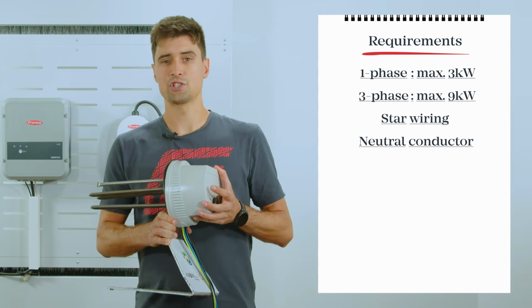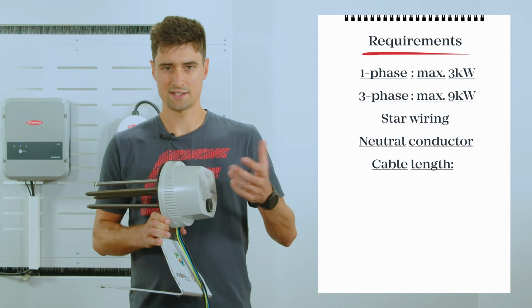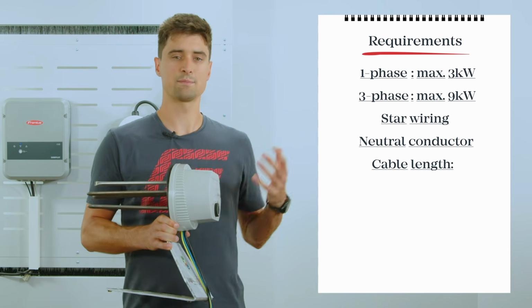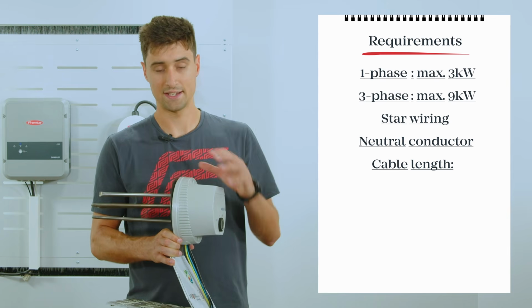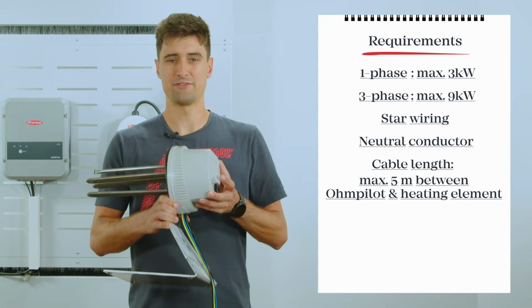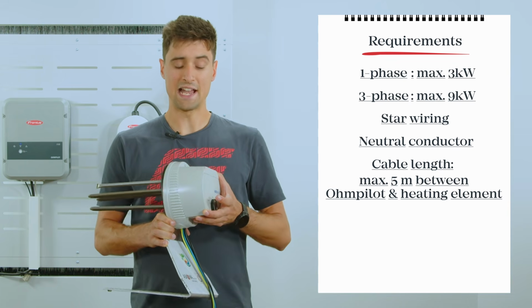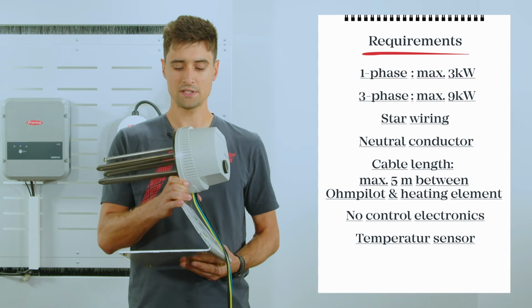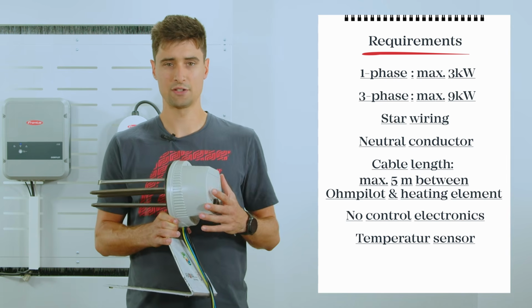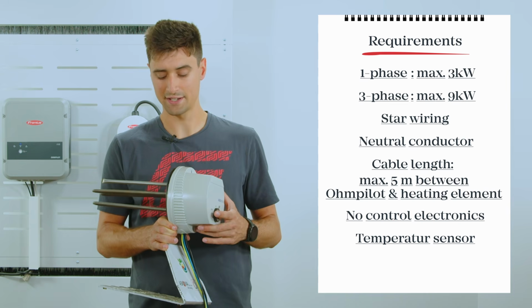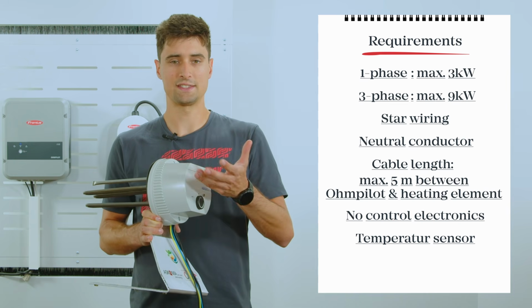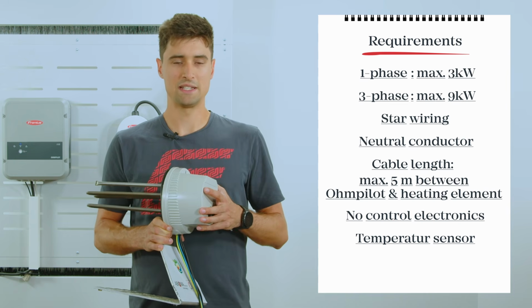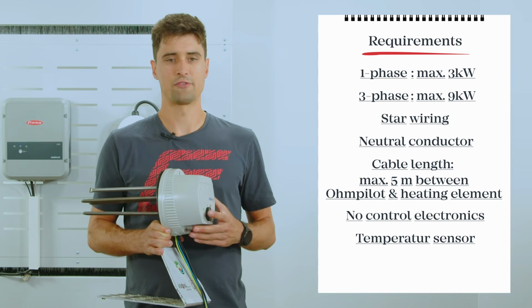Then please pay attention to the maximum wiring distance between Ohmpilot and the heating device. Maximum 5 meters is allowed. And last but not least, it needs to be a dump heating element, so without any control mechanisms or control electronics, because they could disturb the PWM signal that is coming from the Ohmpilot.